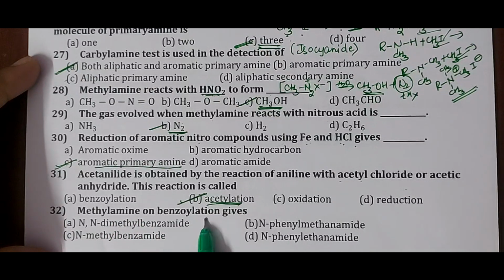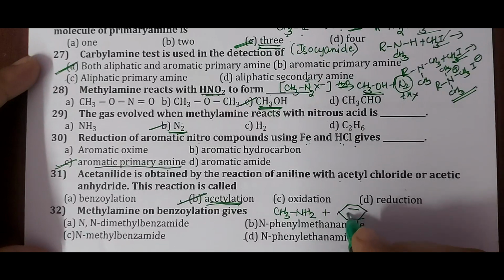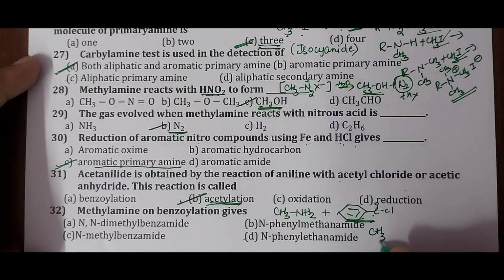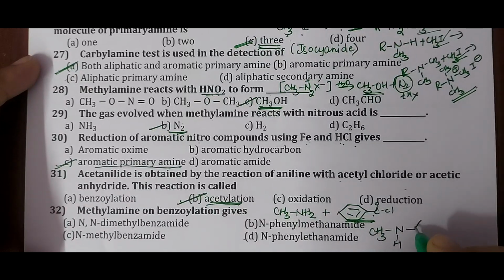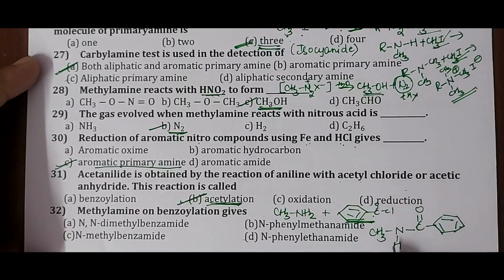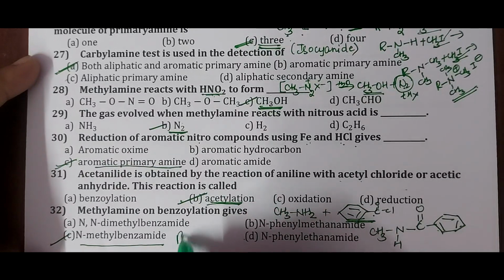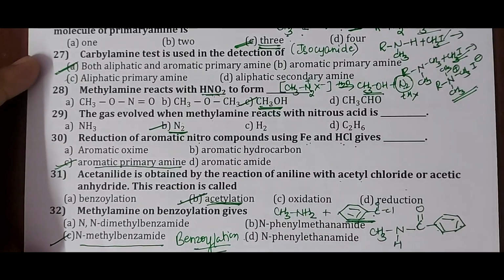Next, methylamine on benzoylation gives. So methylamine is nothing but CH3NH2. Benzoylation means you are making use of benzoyl chloride, that is C double bond OCl. You are introducing a benzoyl group in the place of hydrogen. So the product formed would be CH3NH, and here C double bond O, which is bonded to benzene ring. So this is the product obtained, which we name as N-methyl benzamide, and hence the correct answer is option C, N-methyl benzamide. And this reaction, since you are substituting a benzoyl group, we call it a benzoylation reaction.